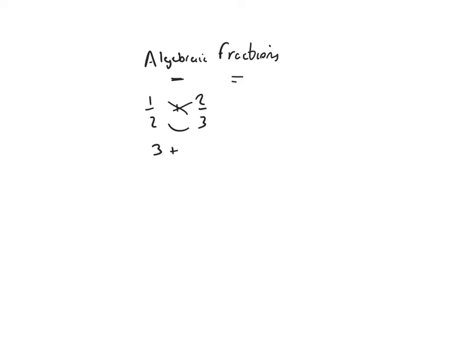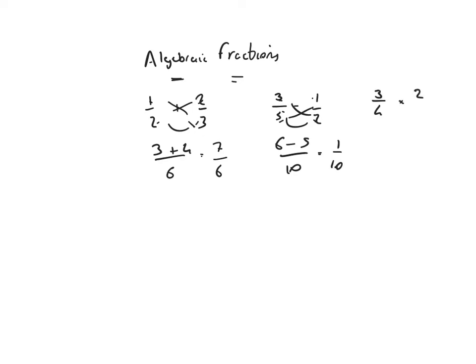so that would be 1 times 3 is 3, plus 2 times 2 is 4, over 2 times 3 is 6, 7 over 6. If we had 3/5 take away 1/2, that would be 3 times 2 is 6, minus 1 times 5 is 5, over 5 times 2 is 10, so that would be 1 over 10.